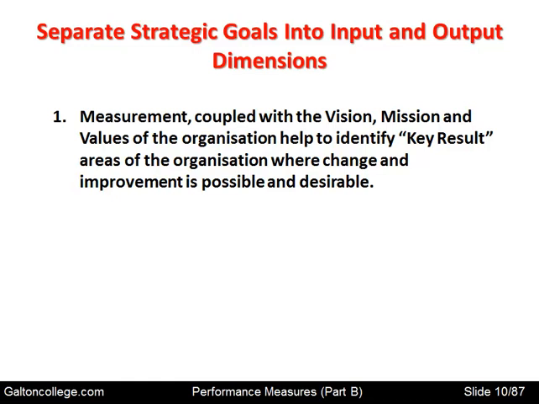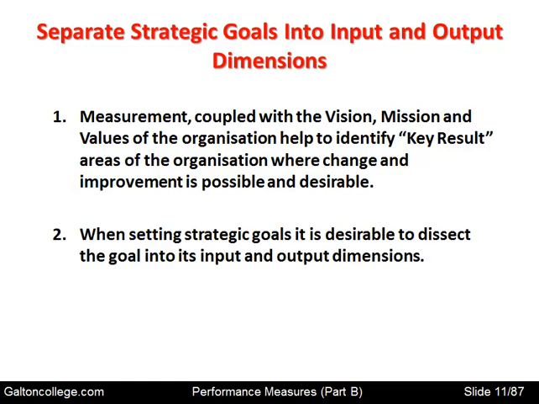And that's a very important outcome. When setting strategic goals, it is desirable to dissect the goal into the input and output dimensions, because, as I said earlier, that is what will give us an indication of the efficiency of the business. The efficiency of the business is a representation of the speed and accuracy of the transformation of inputs into outputs.